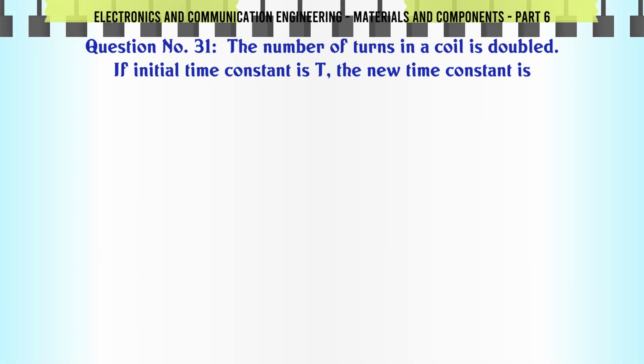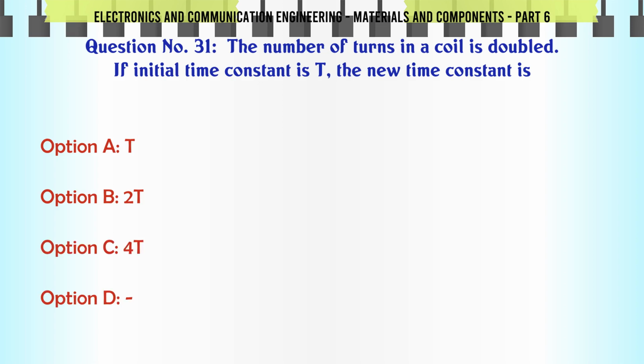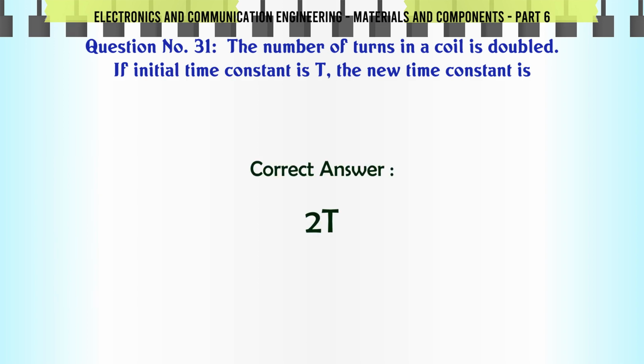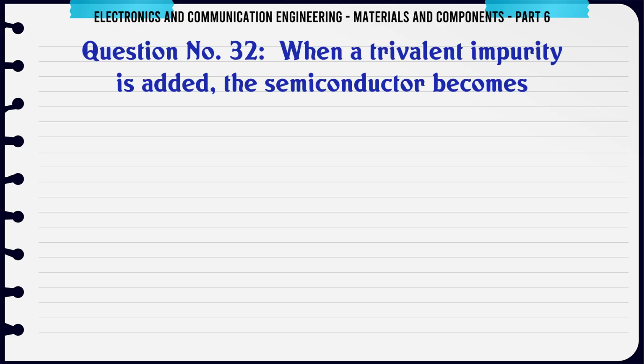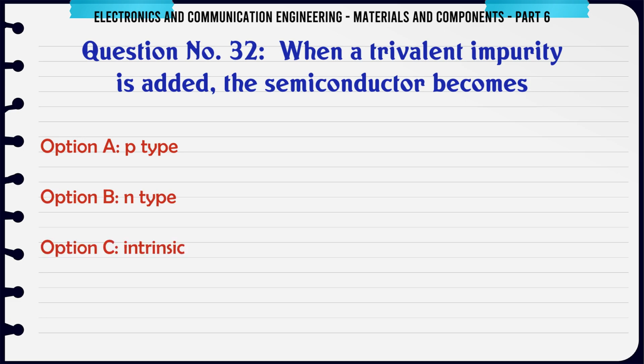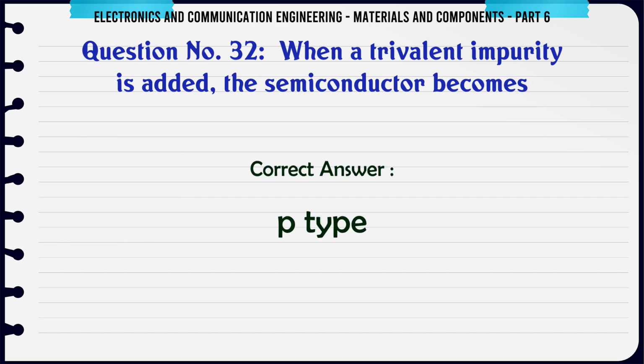The number of turns in a coil is doubled. If initial time constant is T, the new time constant is A T, B 2T, C 4T, D. The correct answer is 2T. When a trivalent impurity is added, the semiconductor becomes A p-type, B n-type, C intrinsic, D neutral. The correct answer is p-type.